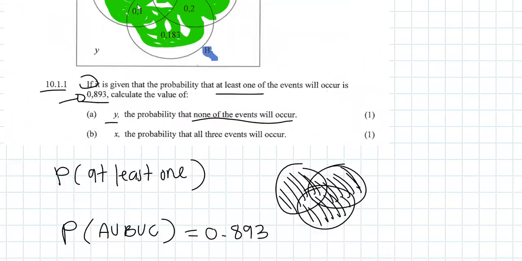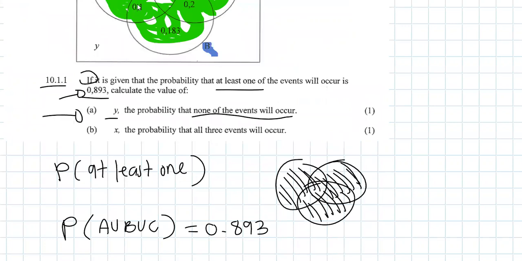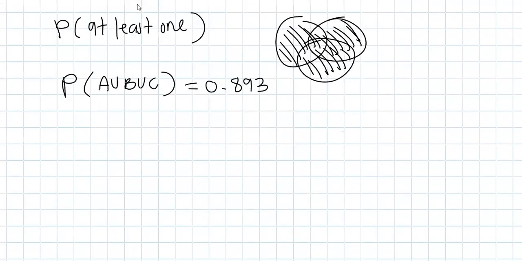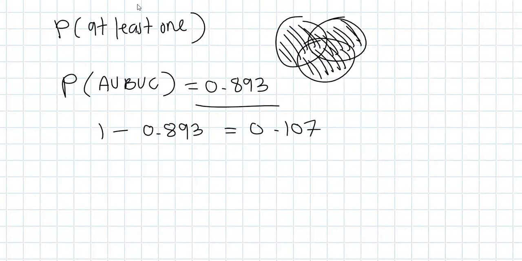Okay. What is the probability, question A, that none of the events will occur? Well, if at least one is 0.893, then the probability of none is going to be 1 minus at least one. 1 minus at least one is the probability of no events happening. This will be 1 minus 0.893, which is 0.107. Well, this was A. Probability of none happening is 0.107.